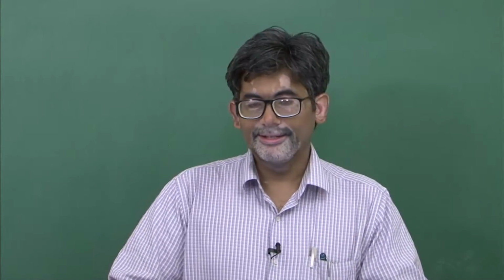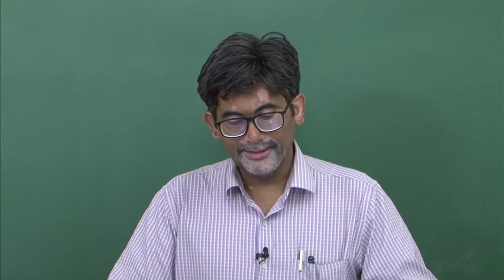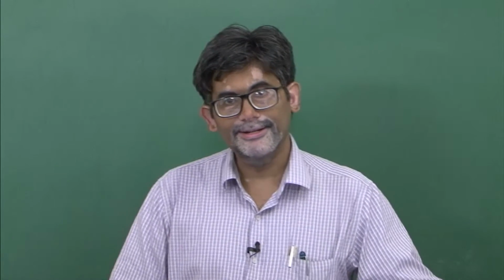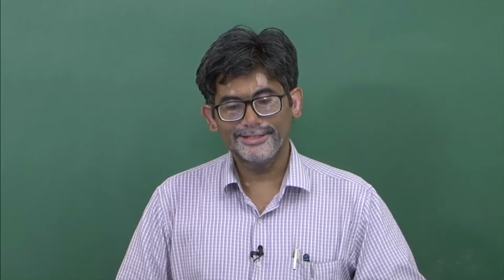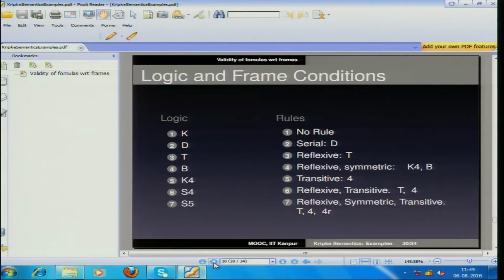So like this, for a formula in S5, the tree closes only when the relation is symmetric, reflexive and transitive. The same kind of things that Kripke talked about in terms of relational structures can be done by using the semantic tableaux method. So let us consider some examples and see whether these formulas are valid or not.